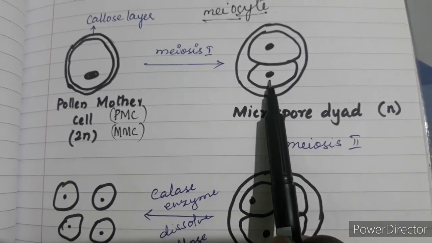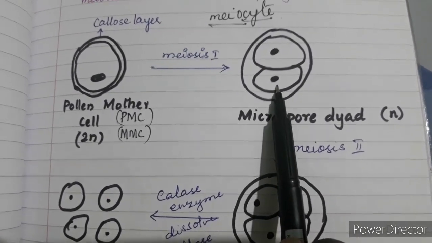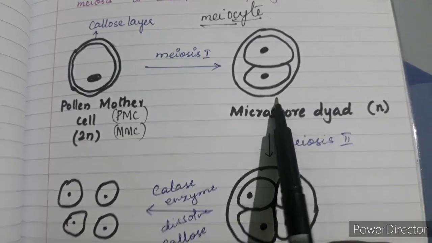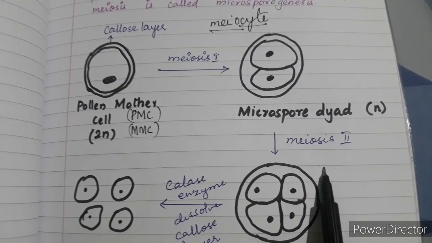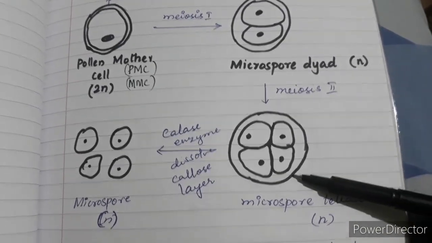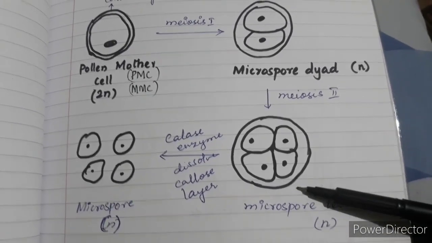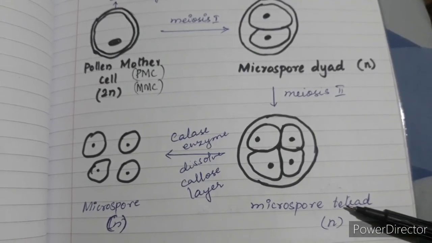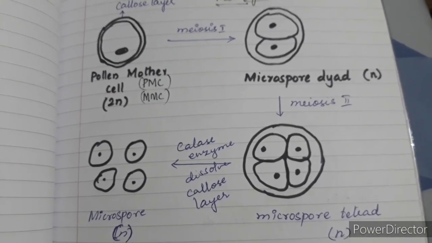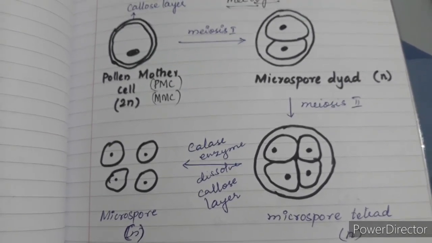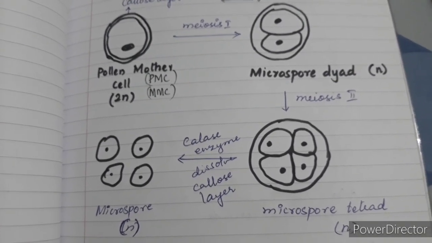You can see that 2 cells are attached to each other and surrounded by a callose layer here, and they undergo the next process, meiosis 2, forming a microspore tetrad. First it forms a dyad, then a tetrad. Why is it called a tetrad or dyad? Because all the 4 daughter cells formed by the process are held together by callose. They are not separate, they are always together.